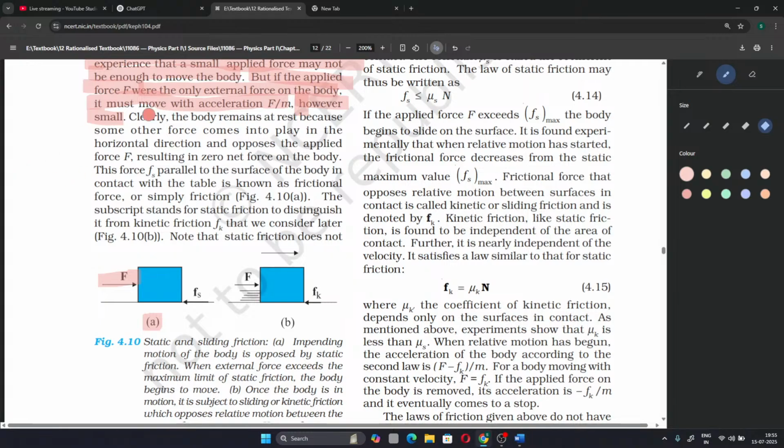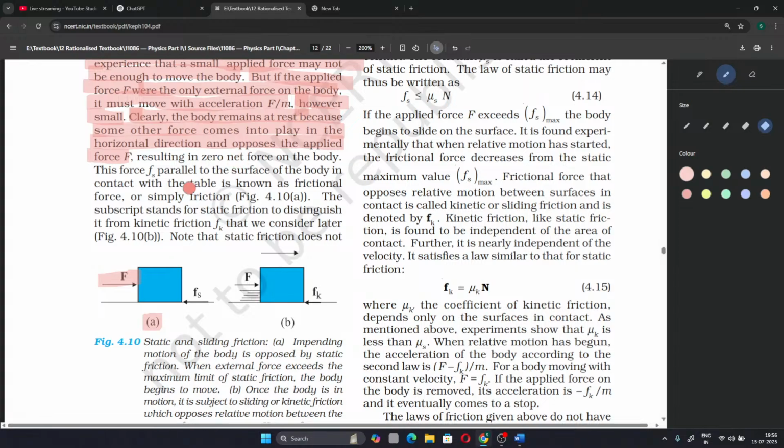However, we know that clearly the body remains at rest because some other force comes into play in the horizontal direction and opposes the applied force F. We know that when a force is applied, a body should move if there is no other external force acting on it. But the body is not moving. Then how is the body not moving? It can only not move when an external force is resisting that movement. And this resisting force is the frictional force.